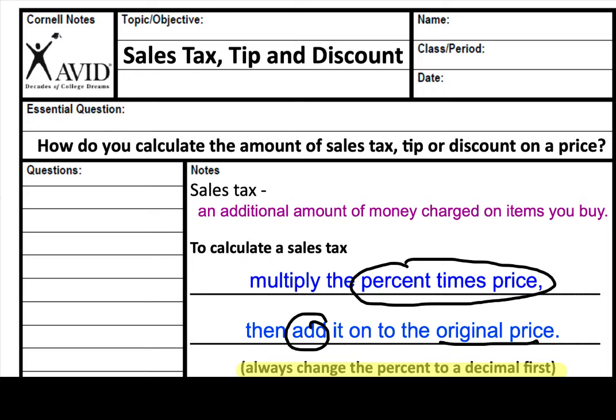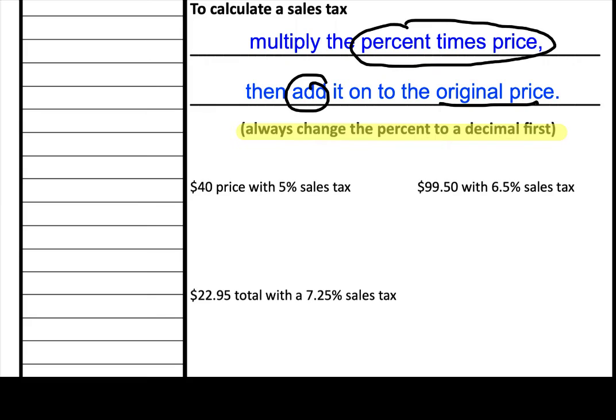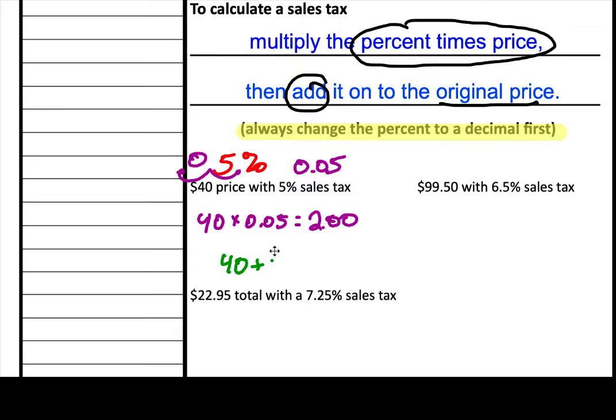All right, so let's put this into use. The first one is a $40 price with 5% sales tax. The first thing I want to do is change my percent to a decimal. Remember, my decimal is on the right. To change it to a decimal, I slide it over 2 spots, so it becomes 0.05. All I do is 40 times 0.05. A calculator is fine. In this case, we get $2. That's the amount of sales tax that I'm going to pay. Second step, add it to my price. So $40 plus $2 is $42. So your dollar amount times your percent, and then add it back onto the original price.